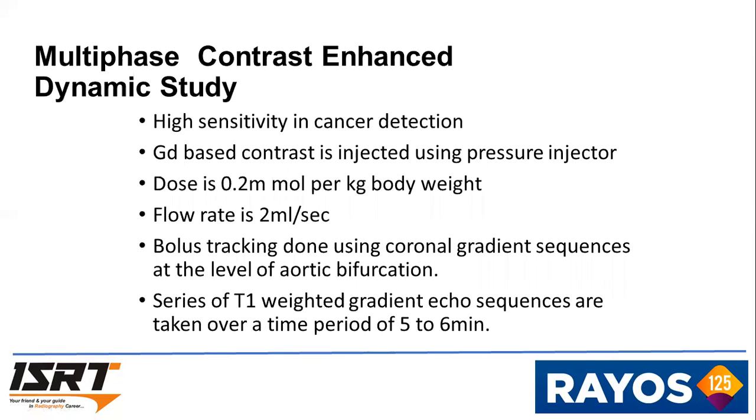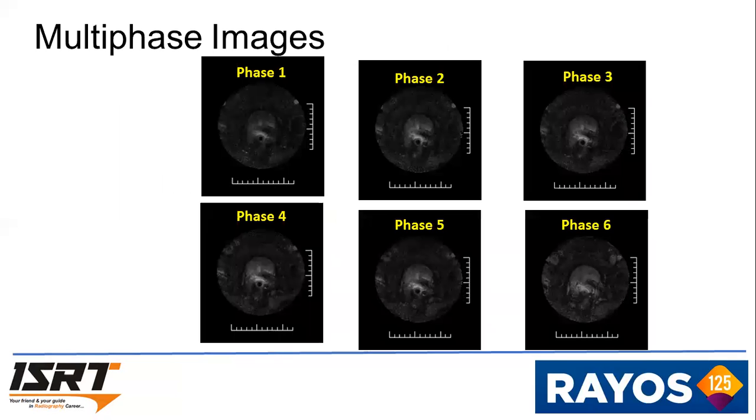Now coming to the multi-phase contrast enhanced dynamic study. High sensitivity in cancer detection. A gadolinium-based contrast is injected using a pressure injector. The dose is usually 0.2 millimole per kg body weight, and it is given at a flow rate of 2 ml per second. Bolus tracking is done using coronal gradient sequences at the level of aortic bifurcation. A series of T1 weighted gradient echo sequences are taken over a time period of 5 to 6 minutes.